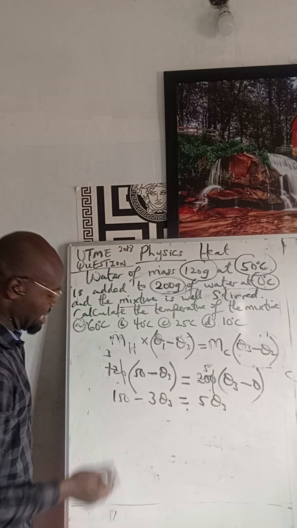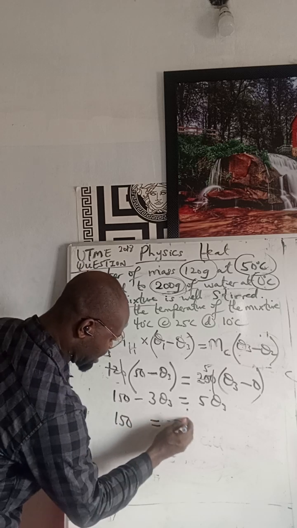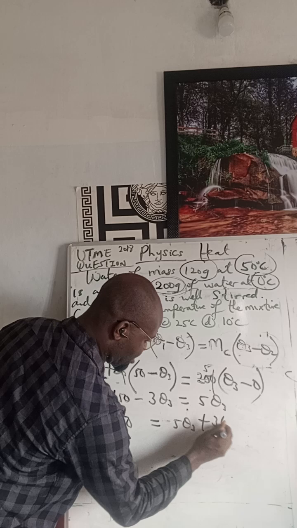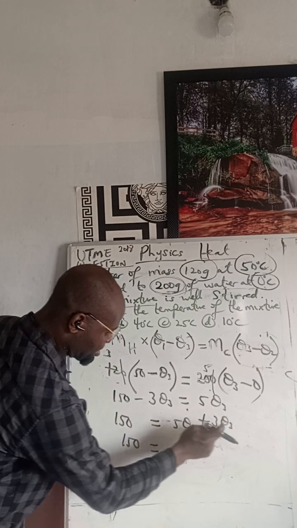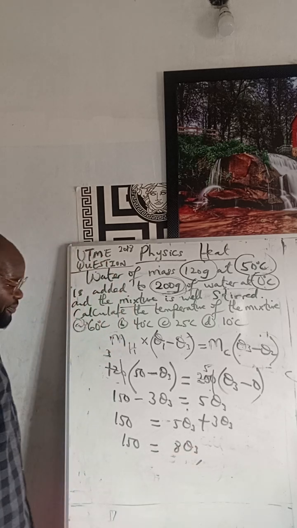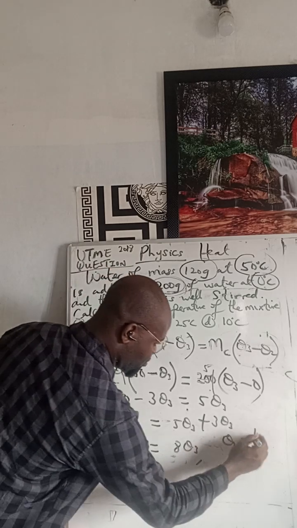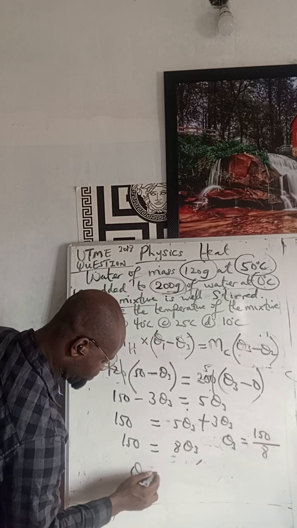So we collect like terms. 150 equals 5 theta 3 plus 3 theta 3, because when this minus goes across, it becomes plus. You understand what I mean now? So 150 equals 5 plus 3, which is 8 theta 3. When we divide both sides, theta 3 equals 150 over 8.